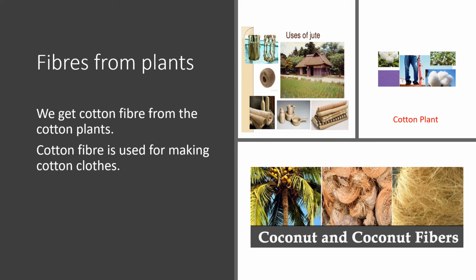Then you have the jute. Jute is a fiber which is used to make bags, mats and ropes. And coir. We get coconut coir. And this coir is used to make mattresses and ropes.